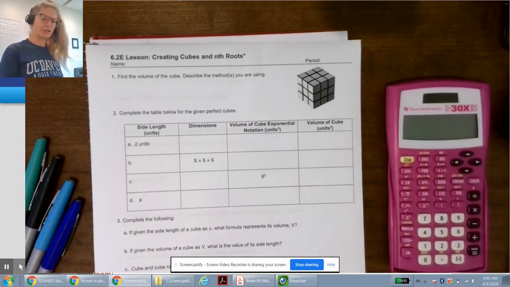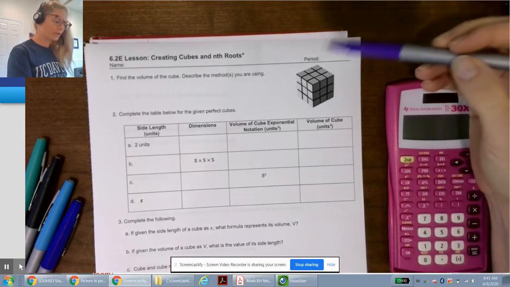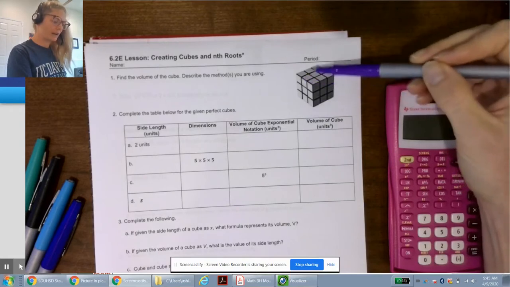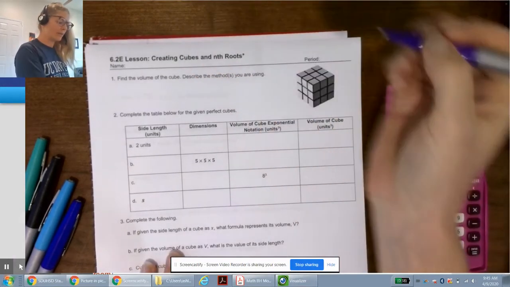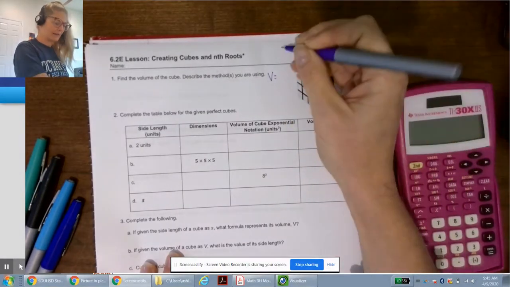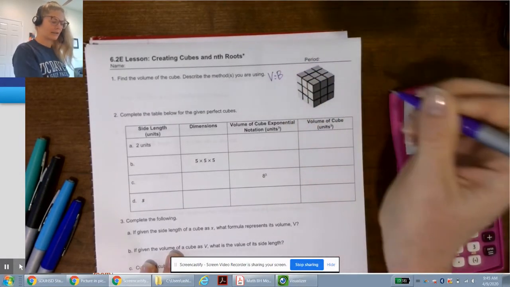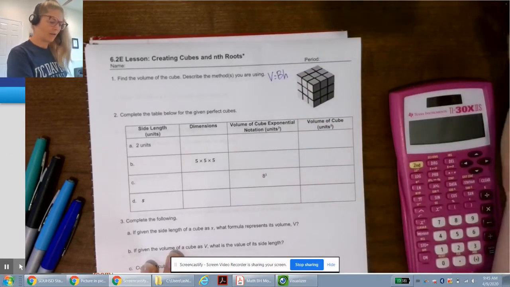So let's get started. So taking a look, 6.2e, creating cube and nth roots. I have my calculator just in case. We're going to be filling this in. So find the volume of the cube. Describe the methods you are using. So there's a couple different ways we could find the volume of this cube. Remember how in previous module, we talked about the volume of any prism, and a cube is a prism, as being the area of the base that we used as little, or capital B, times the height of the solid.